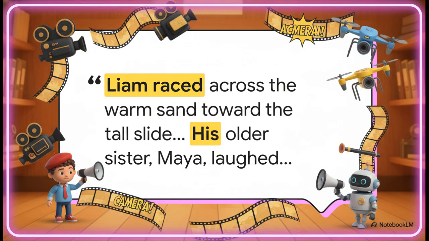Now, let's switch to the drone camera. See the difference? Instead of I, the story says Liam. Instead of my, it says his. We're not inside the character's head anymore. We're watching Liam from the outside. So remember, those clue words tell you exactly where the camera is.